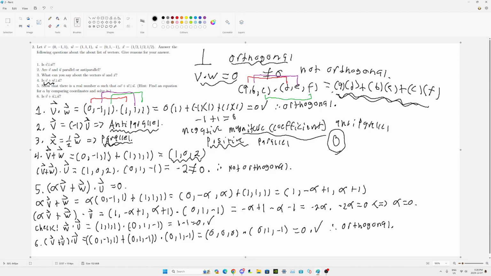Do the dot product. We see that's 1 times 0, that's just 0. 0 times 1, that's 0. And 2 times negative 1, well, that's negative 2, which is not equal to 0. So therefore, from our piece up here, we say that it's not orthogonal.